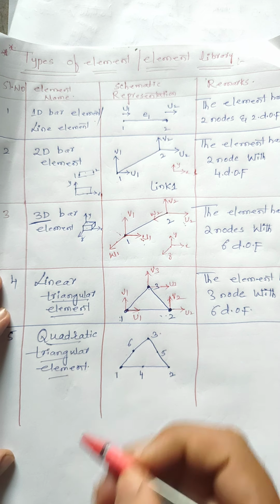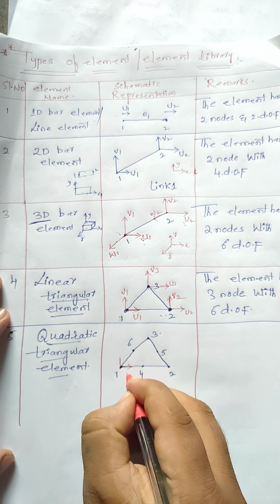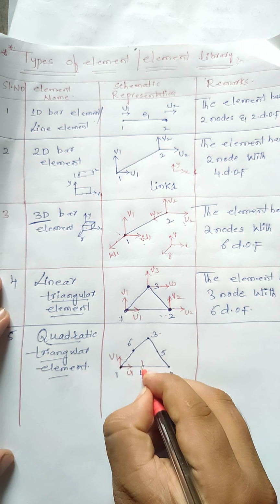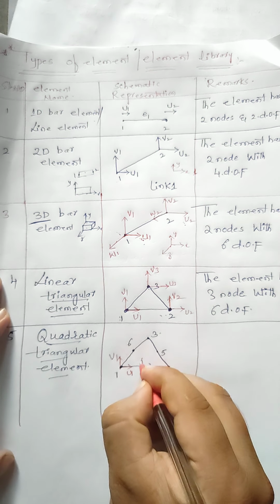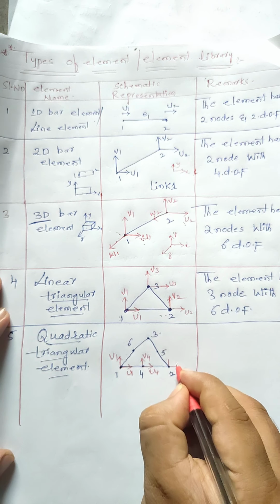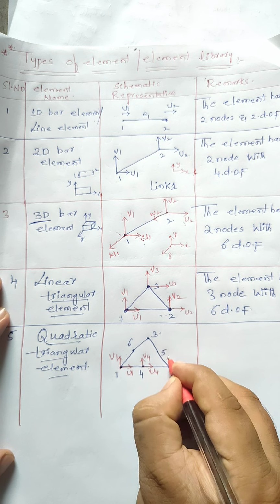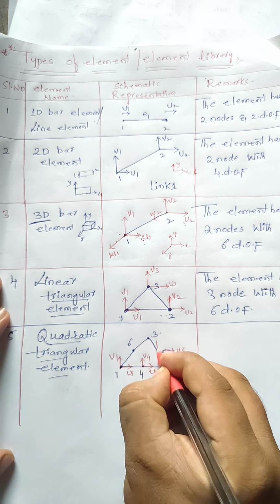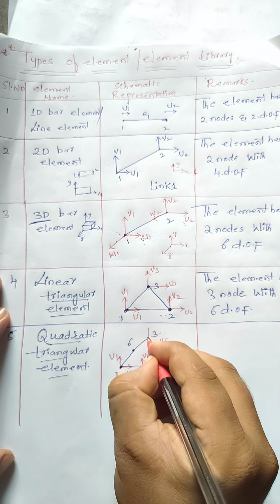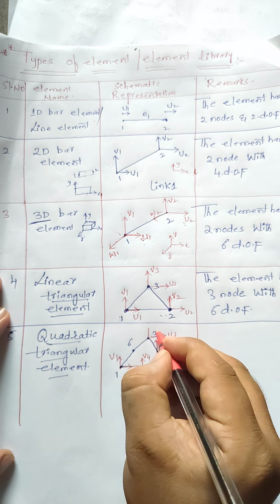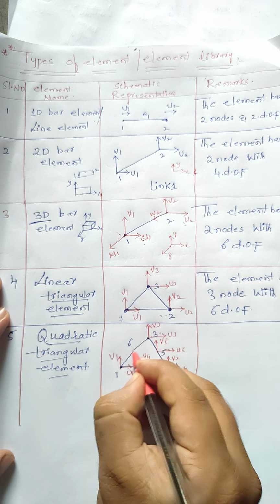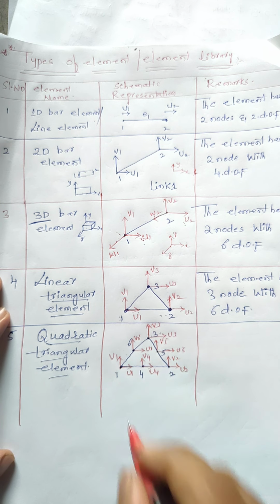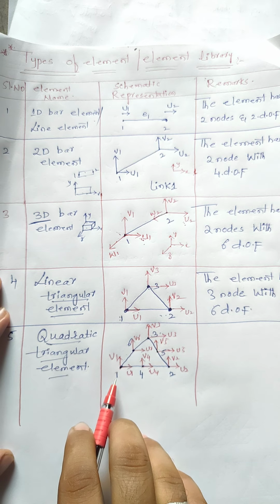Let us see. This is u1 v1. This is u4 v4, u2 v2, and this one is u5 v5, and this one is u3 v3, and this one is u6 and v6. So we understood that here how many nodes are there?